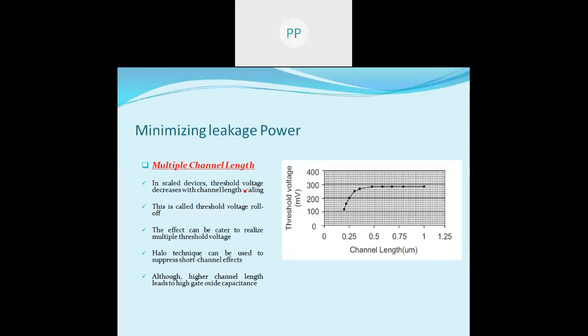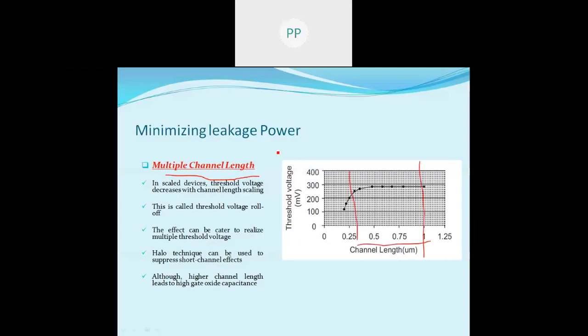All right. Then similarly, multiple channel length. If we don't change any other parameter except the channel length of the transistor, let's say that one transistor is fabricated at the channel length of 1 micrometer, another is fabricated with a channel length of 0.25 micrometer on the same chip. Of course, a different mask will be needed to define the channel length for the two transistors.